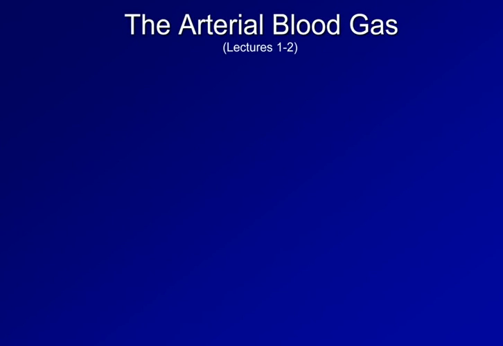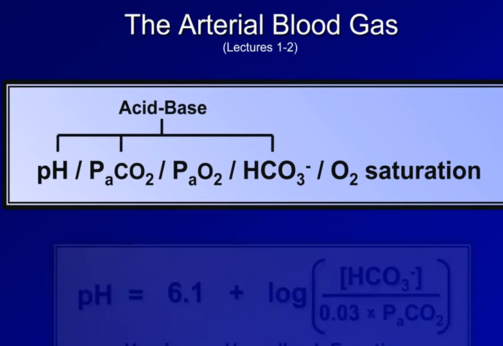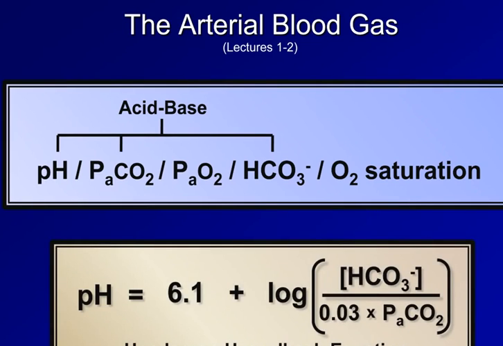In the first two lectures, the arterial blood gas was introduced, as well as the 5 major physiologic parameters that the ABG reports: the pH, the PaCO2, the PaO2, the bicarbonate concentration, and the oxygen saturation. The acid-base balance of a person can be deduced through the relationship between pH, PCO2, and bicarb. This relationship is specifically defined by the Henderson-Hasselbalch equation shown here.